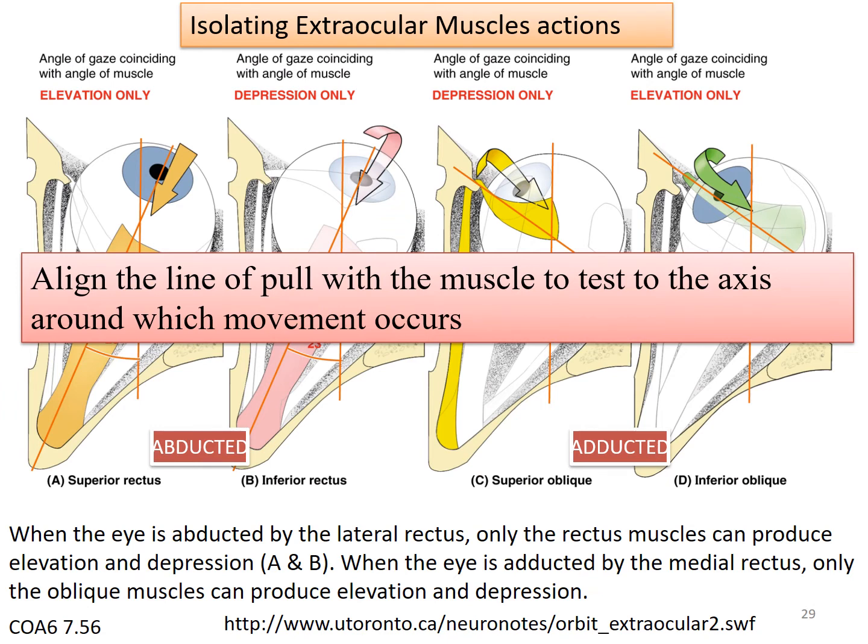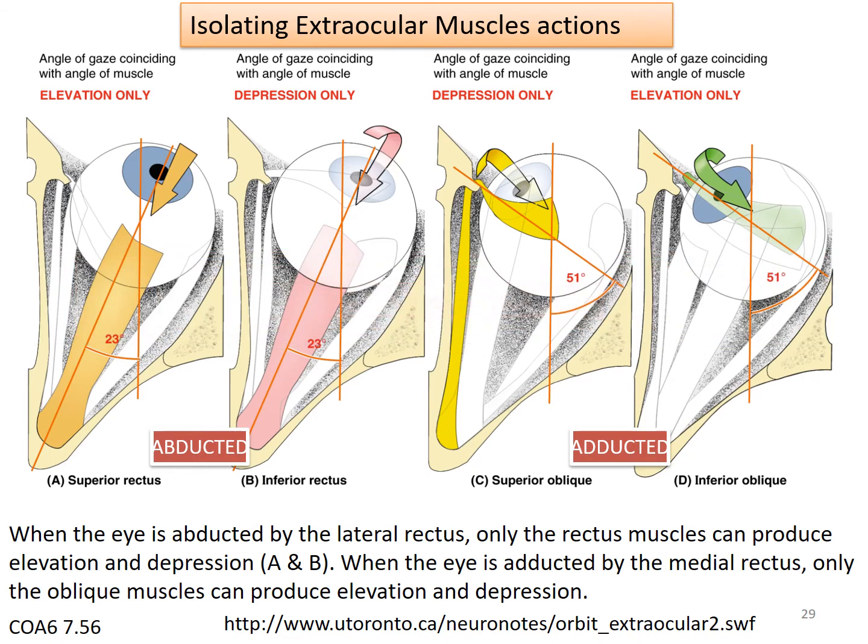Remember, you have to align the line of pull with the muscles you want to test, the axis around which movement will occur. To create, for instance, elevation only, we have to abduct the eyeball so that the direction of gaze is exactly the same direction as the direction of pull of the superior rectus. The abducted eyeball, when we activate the superior rectus, you have pure elevation. If we activate the inferior rectus in the abducted eyeball, you have pure depression.